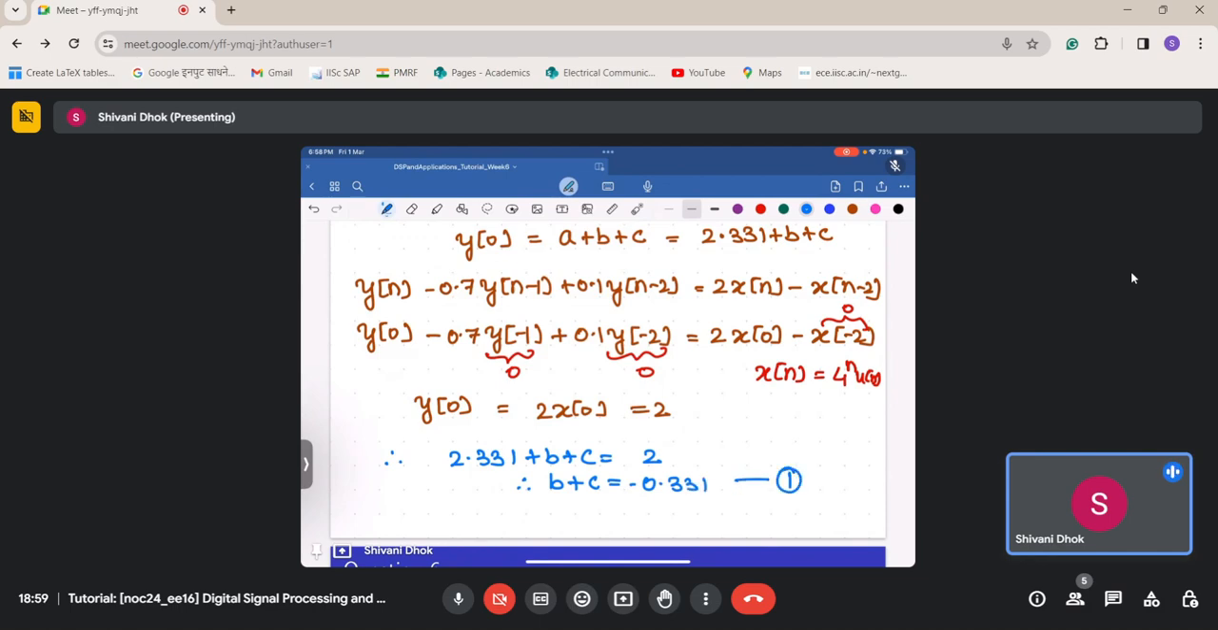So basically we had two variables b and c which we need to find out. For finding two variable values we need at least two equations. So we have one equation, we need another equation. In order to find another equation, we'll consider n equal to 1.